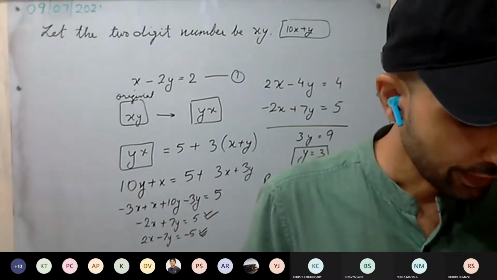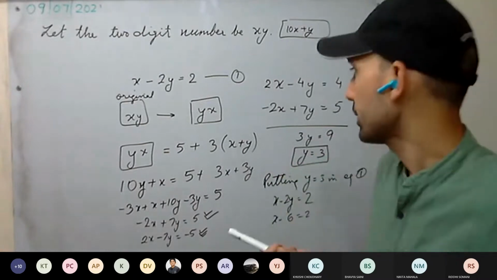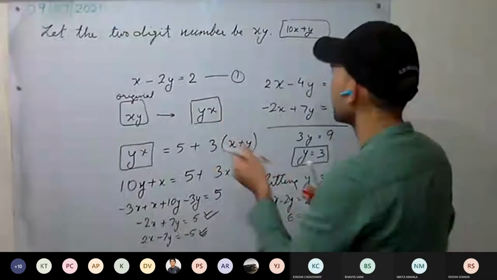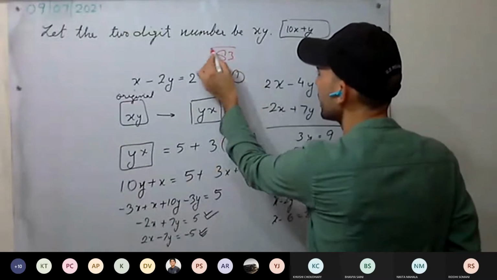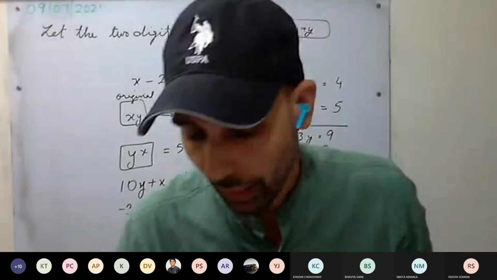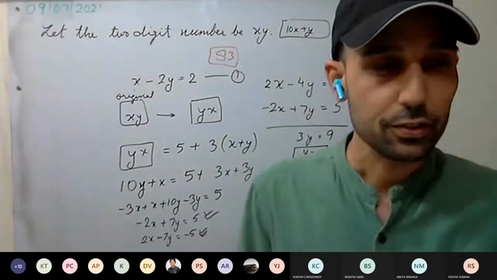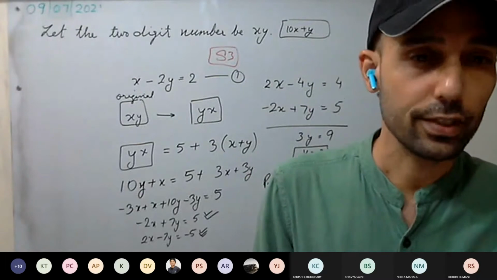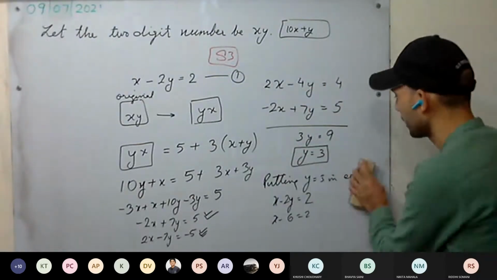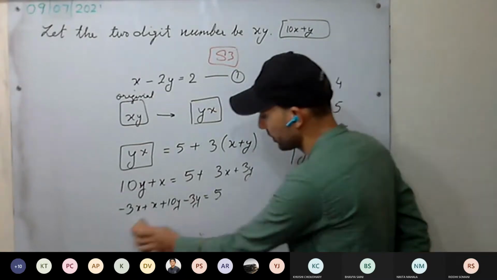So what will be the answer? Find the two-digit number. The two-digit number is 83. At last you write the two-digit number is 83. Everyone have understood? Okay, then try next one. I'll start doing after 2 minutes. Try it. Read the question, try to form the equation.